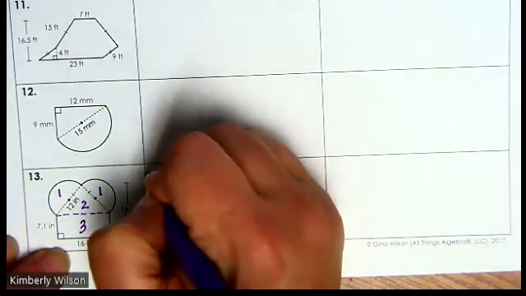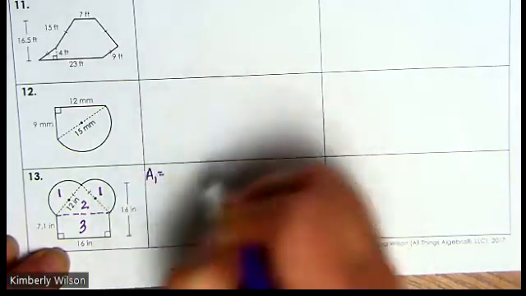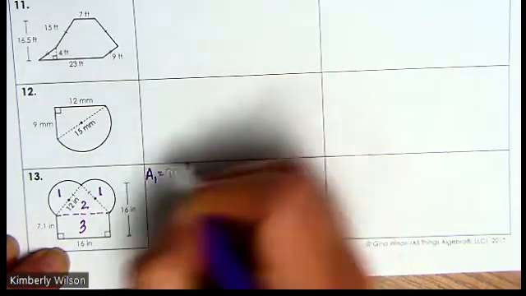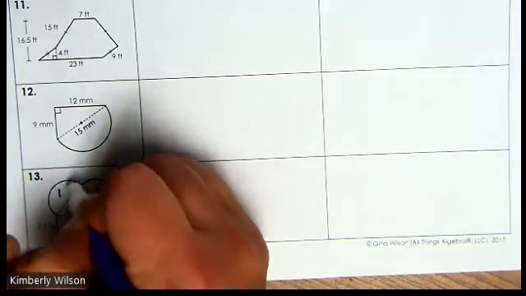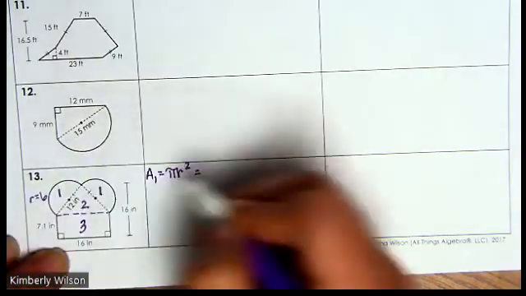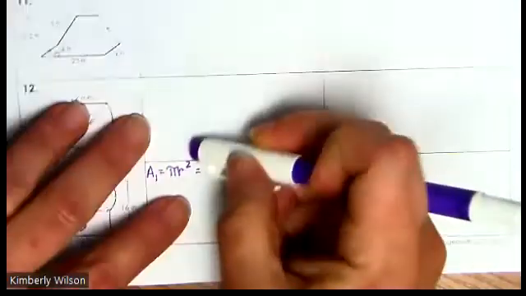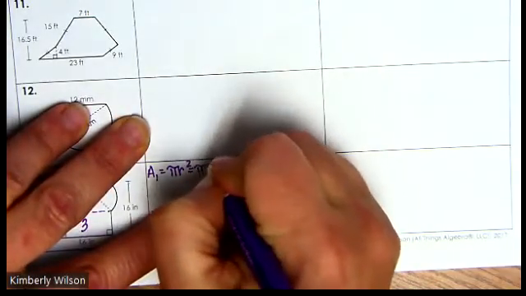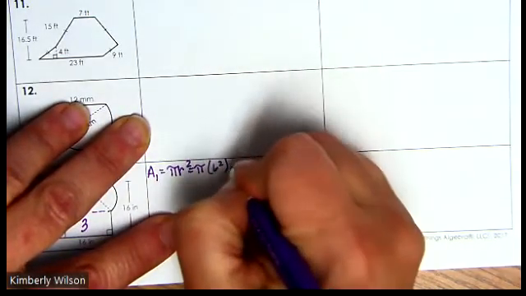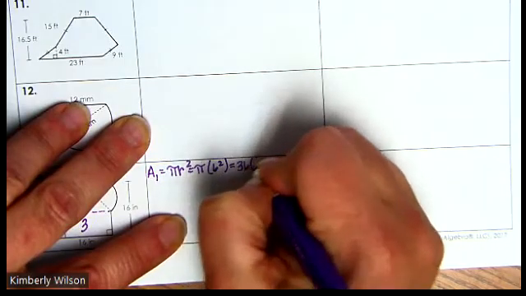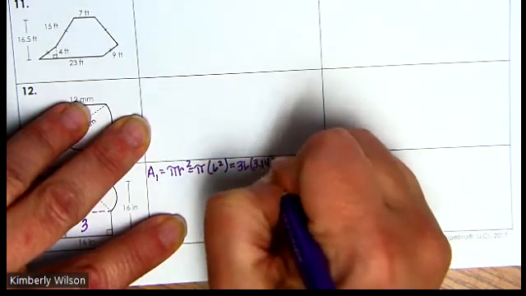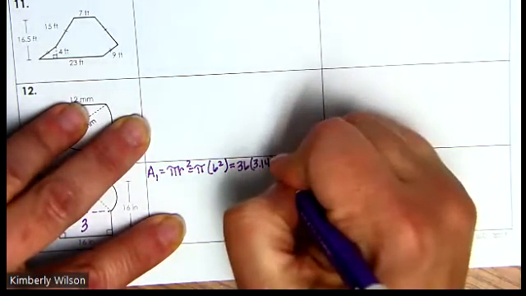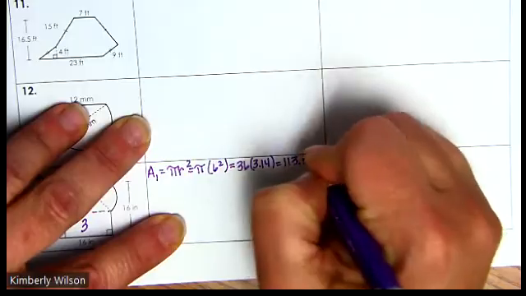Here we go. So we got to find the area of the first figure, which together makes one whole circle. So that's pi r squared equals, well, if my diameter is 12, that means the radius is going to be 6. So this is going to be pi times 6 squared. So that's going to be 36 times 3.14, which equals 113.04.